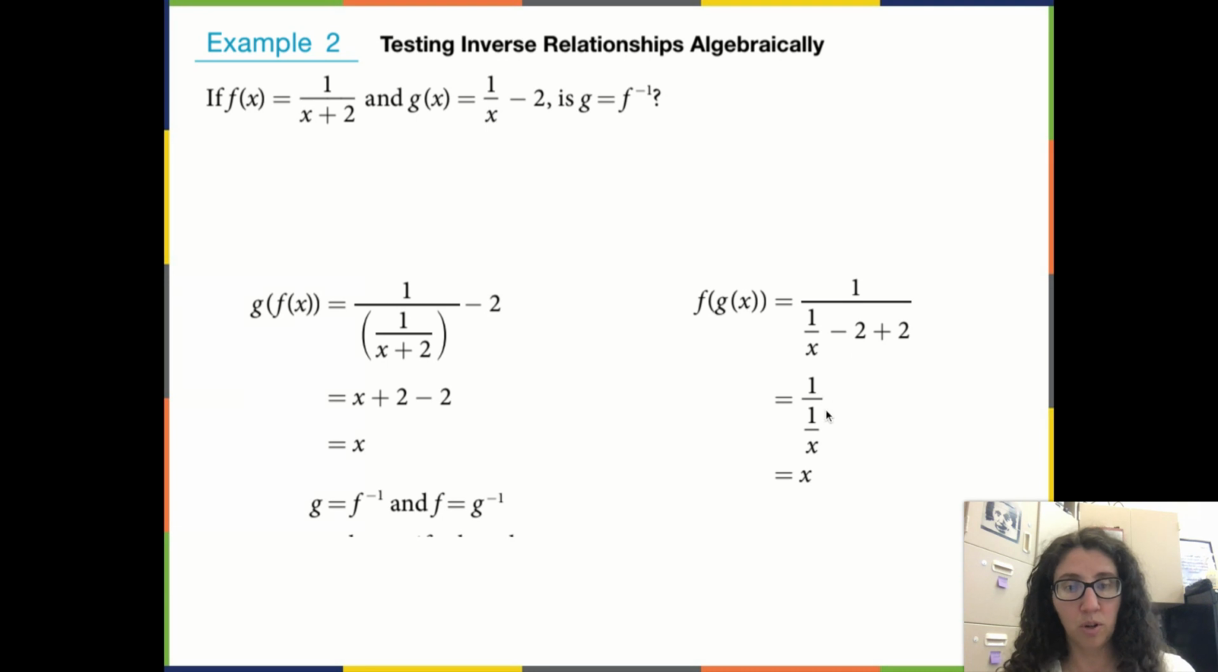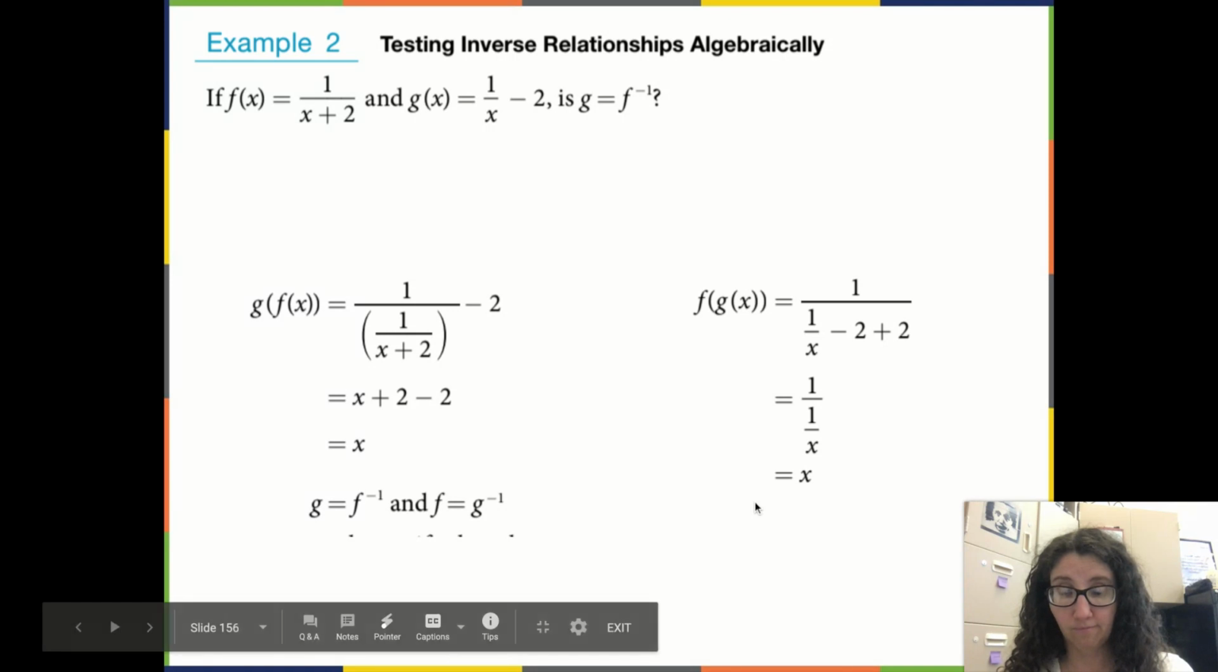2's canceled, 1 over x, could multiply top and bottom by x and get x. Yes, we compose them either direction, out pops x. We're good. These are inverses. So we could say g is f inverse, and f is g inverse. Okay, they are inverses of each other.